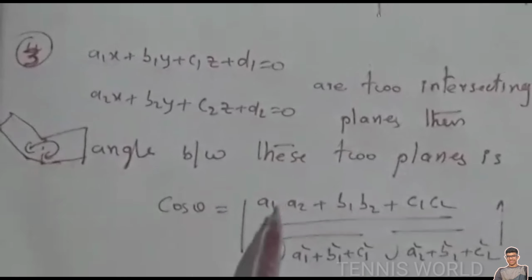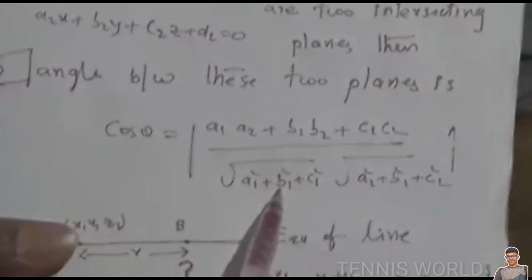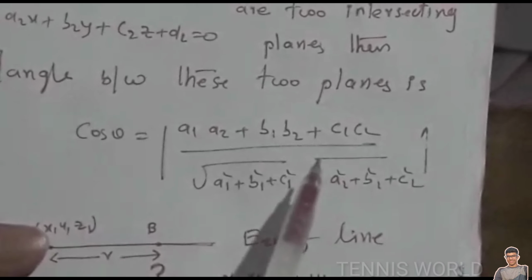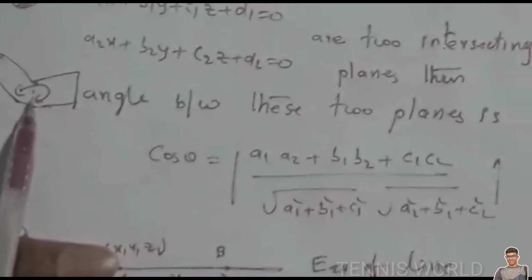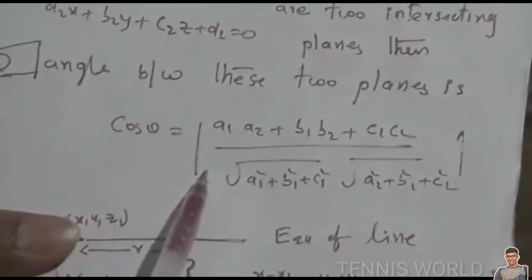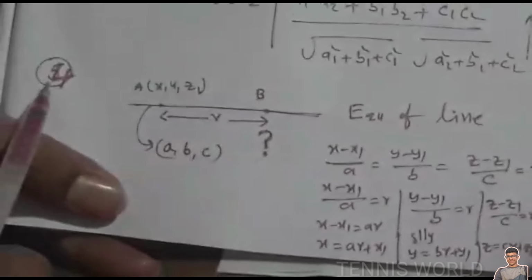The formula is cos theta equals a1 a2 plus b1 b2 plus c1 c2 divided by under root of a1 square plus b1 square plus c1 square, into under root of a2 square plus b2 square plus c2 square. This is the formula to find out the angle between these two planes. We already learned this formula in first year.